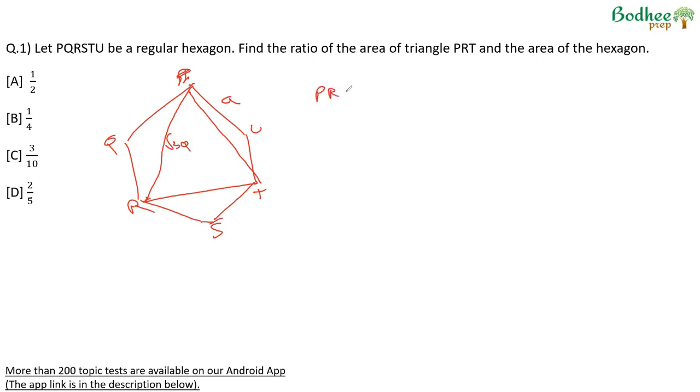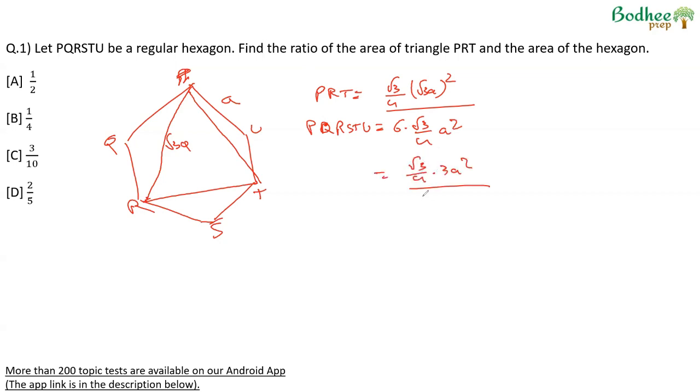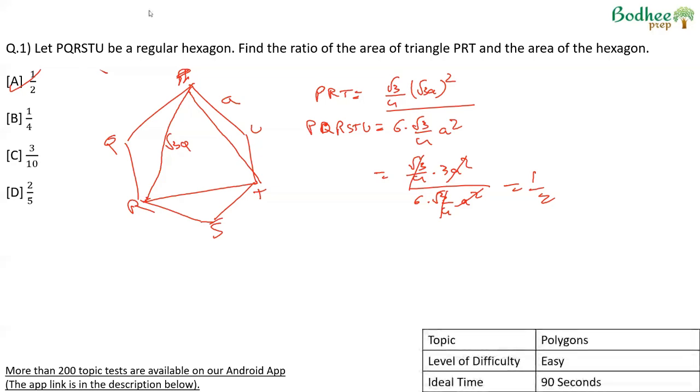The area of triangle PRT becomes √3/4 side square, and the area of hexagon PQRSTU will be 6 into √3/4 side square. So the ratio becomes √3/4 into 3a square upon 6 into √3/4 a square. √3/4 cancel, a square cancel, 3/6 is 1/2. Option A becomes the answer. Easy question, not more than a minute and a half to solve.